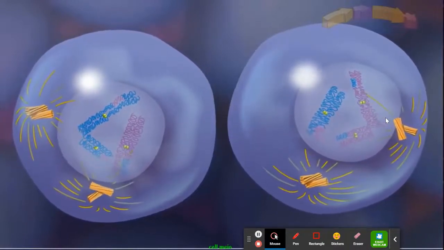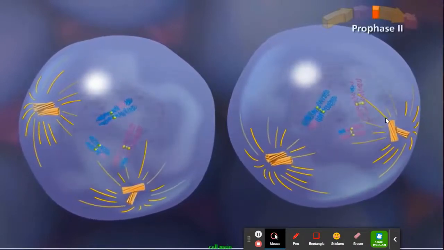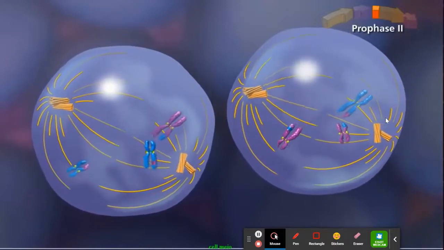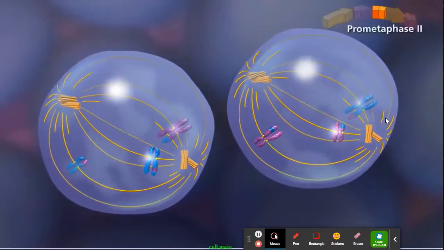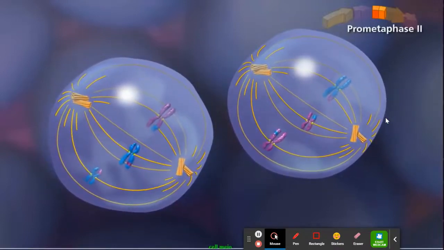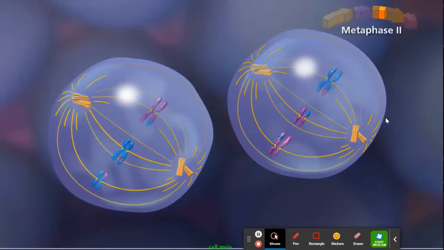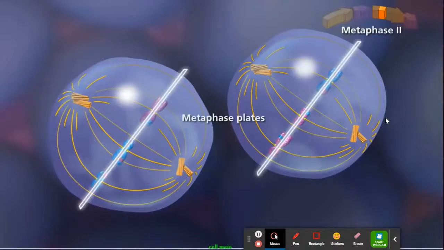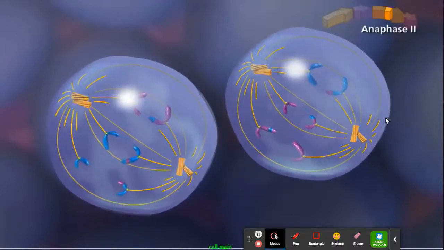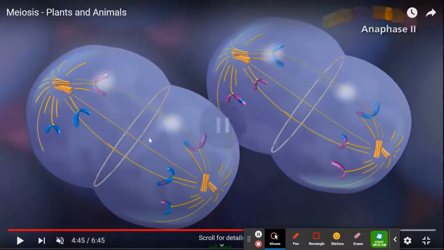Prophase two: you have two cells that are going through that process where the centrioles are moving to the other side. And then you have your chromosomes that are attaching to the spindle fibers. And again, in metaphase two, you can see that the chromosomes are meeting up in the middle of two different cells. You have two cells where chromosomes are meeting up in the middle. Then you have the split. You have sister chromatids.